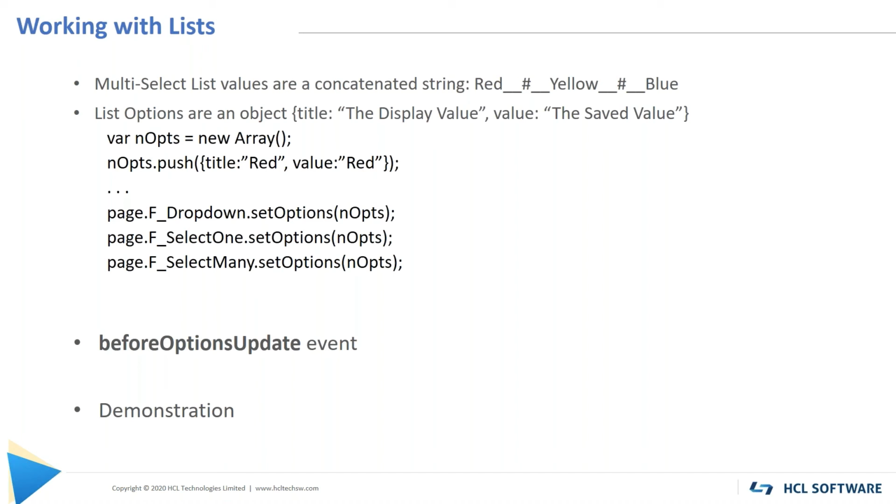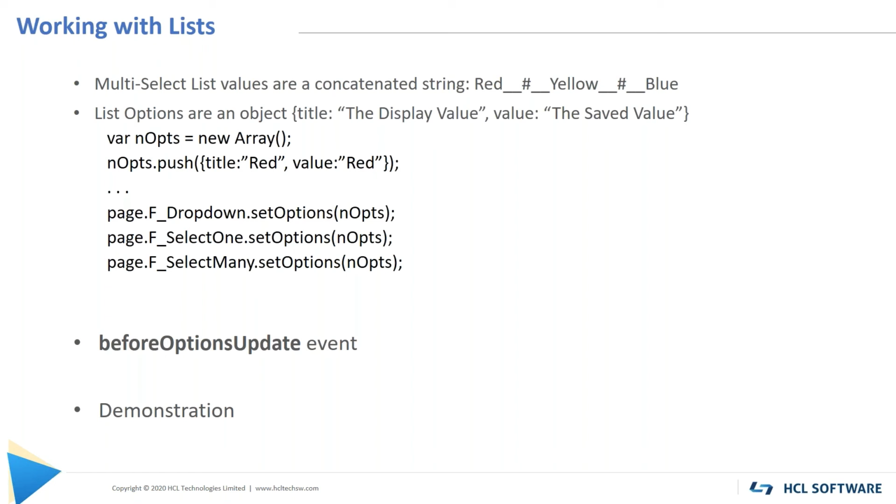List options are an object, and that object has a title and a value. And so within the Volt UI, you will have seen us reference things like the saved value and the display value. This gives us the ability to have differing values. So the display might be Connecticut, but the saved value might be CT, right? Where you can provide abbreviations or numerical values as saved values instead of the full display text.